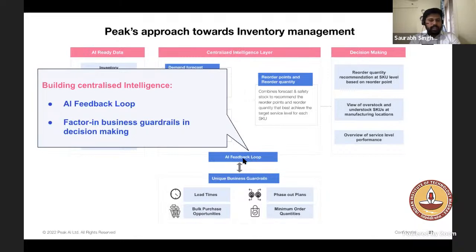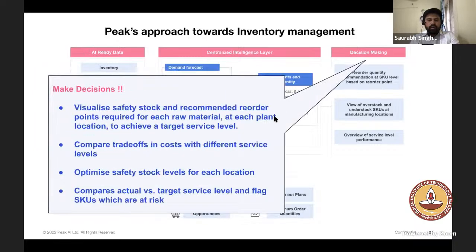Now, there is an AI feedback loop in this centralized intelligence layer, which caters to the unique business guardrails. For example, lead time, any bulk purchase opportunities, minimum order quantity, which means the organization specifies that I can only order in some lots of quantities, right? Quantity lots. So those kinds of unique business guardrails are also taken into consideration, which is put on top of the model recommendation, and a final decision is communicated or recommended to the end customer for improved decision making.